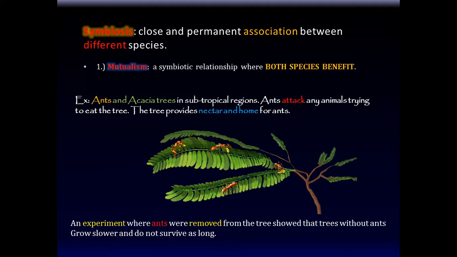So the ants benefit the trees. And the tree provides nectar and a home for the ants. It fulfills the needs of the ant by providing nectar as food and a home. So both organisms benefit from each other, right? They've done experiments apparently where they removed ants from these trees, and the trees' growth was stunted and their survival was decreased.